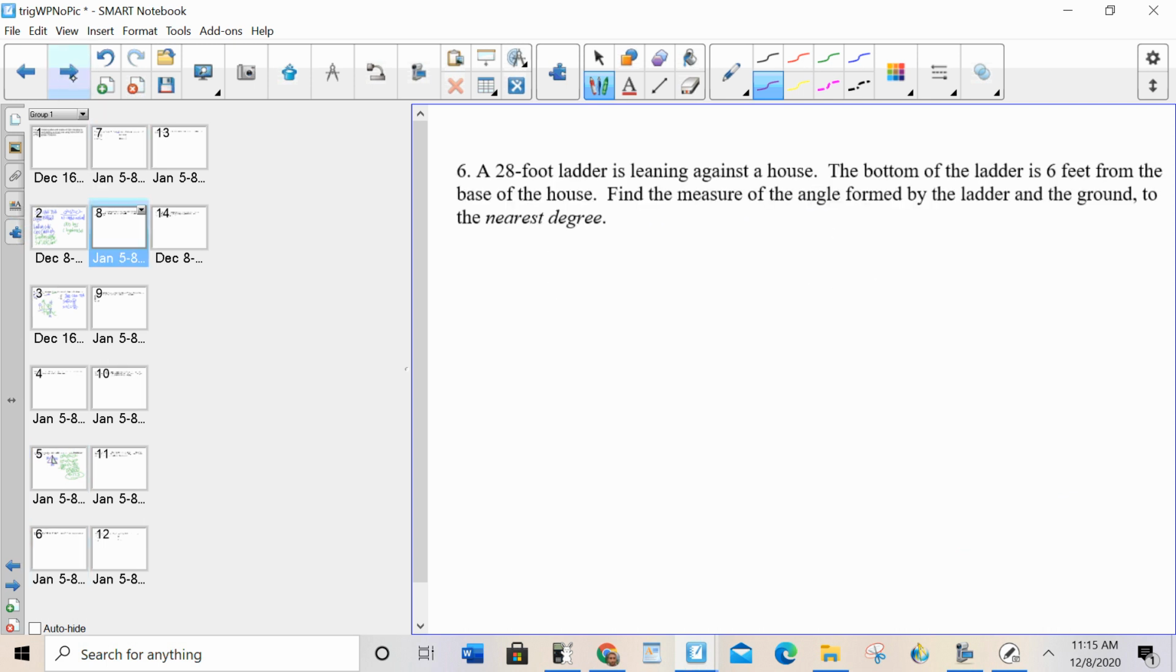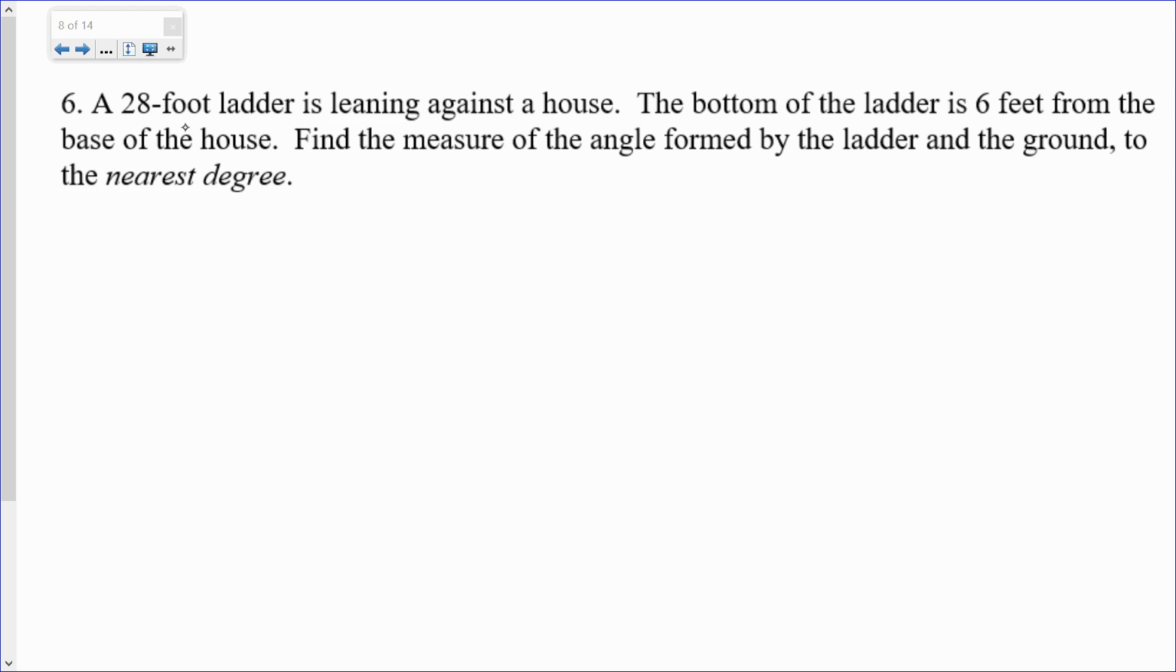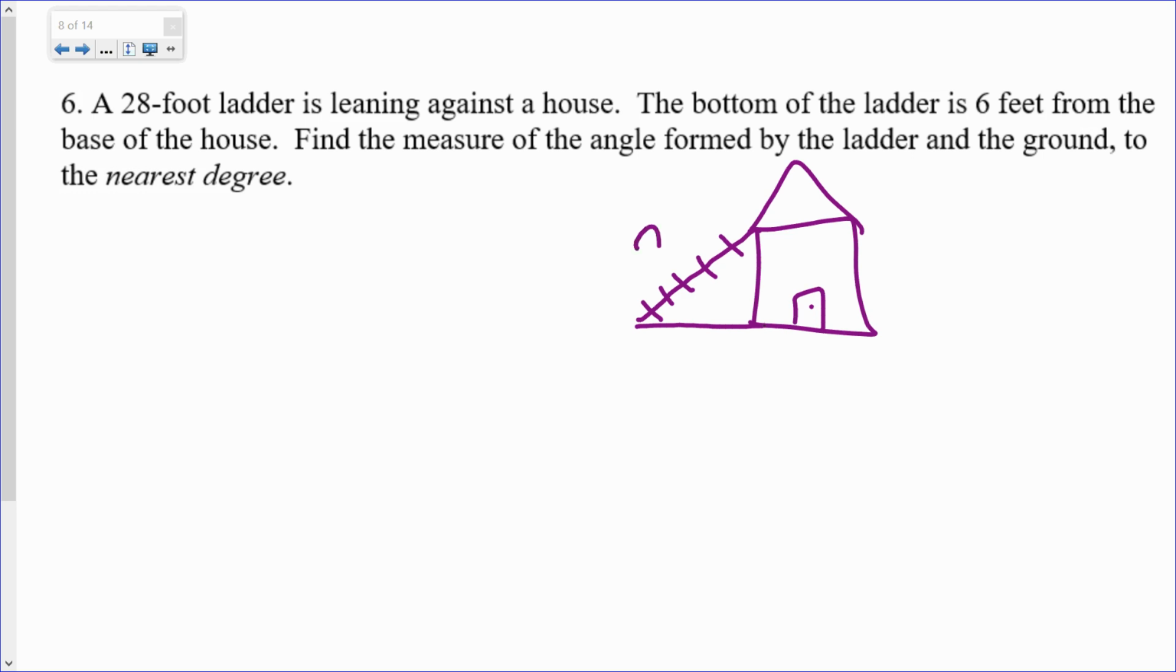Let's skip ahead to number 6. A 28-foot ladder is leaning against a house. So, let's see my house. Make it look like a house. There's a ladder leaning against it. Well, when a ladder leans against it, it doesn't go straight up and down, it goes on a slant. So there is my ladder leaning against a house, and I end up with a triangle. It says it's a 28-foot ladder. So since I made my ladder look like a ladder, hopefully it's pretty obvious that the ladder is 28.